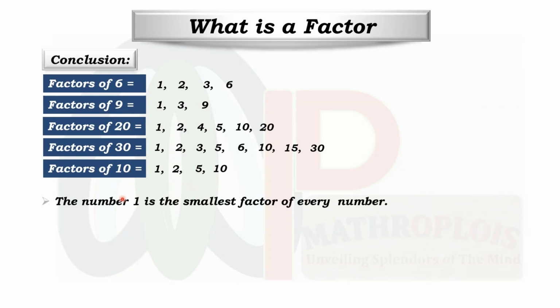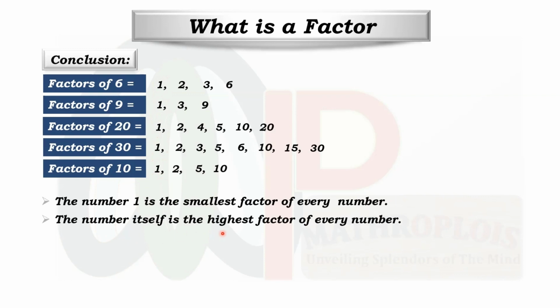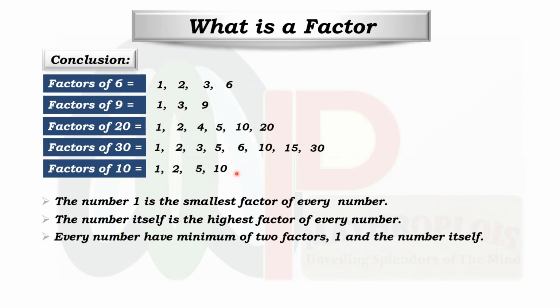We can note here that 1 is the smallest factor of every number. The number itself is the highest factor of every number. Every number has a minimum of 2 factors, 1 and the number itself. As we can note here, the number 1 and the number itself are included in the factors of all the numbers.